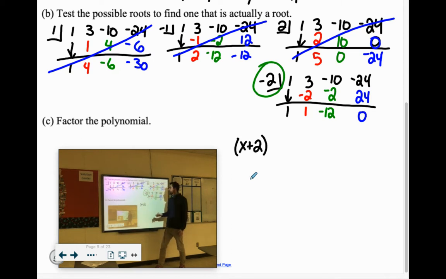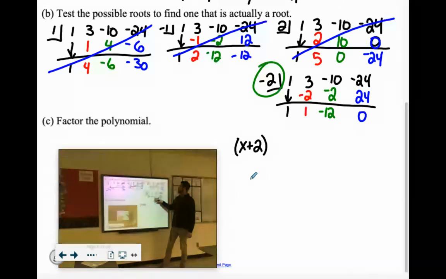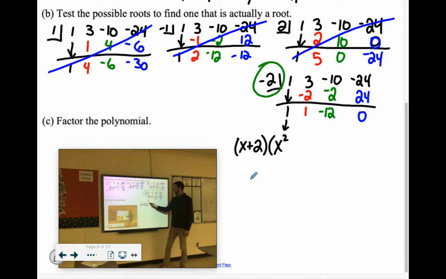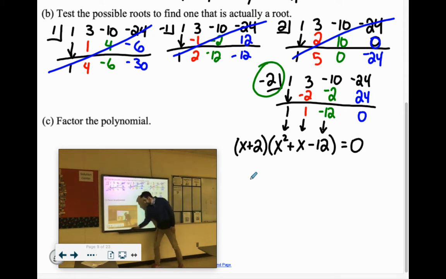Now, as far as what else we've got, we started with stuff to the third power, so now this would be 1x squared plus 1x minus 12. That would be the other factor of this. Now, if you look at that, you're like, oh, snap! They multiply to -12, so they have to be one of each. They add up to +1, so the bigger number has to be positive. They're one apart. That's 4 and 3.